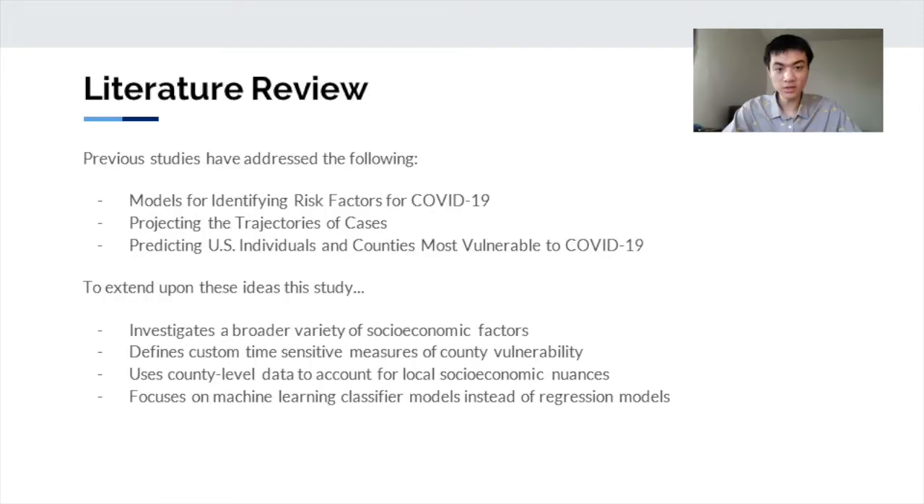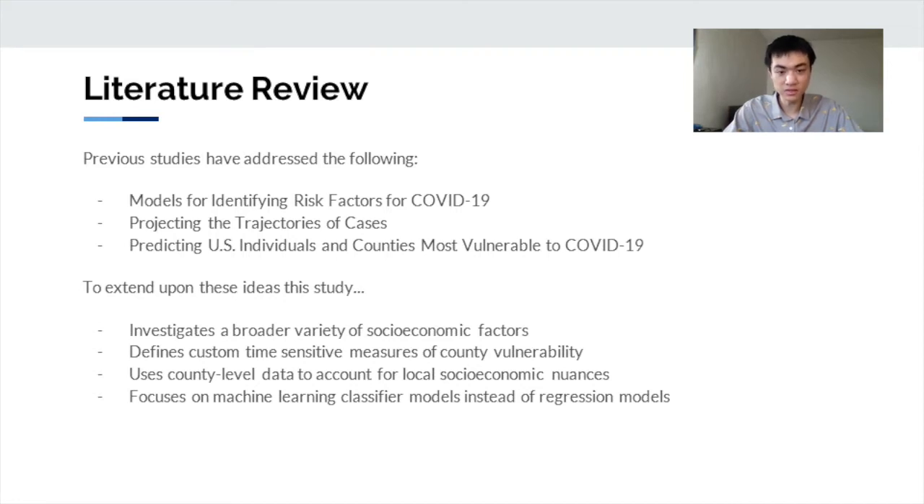spread. As far as work published in other studies, the main focuses have been on, first, models for identifying risk factors for COVID-19, second, projecting the trajectory of cases going forwards, and third, predicting U.S. individuals and counties most vulnerable to COVID-19.